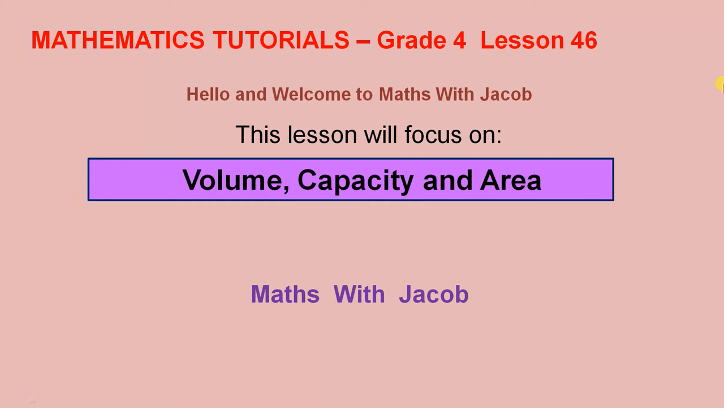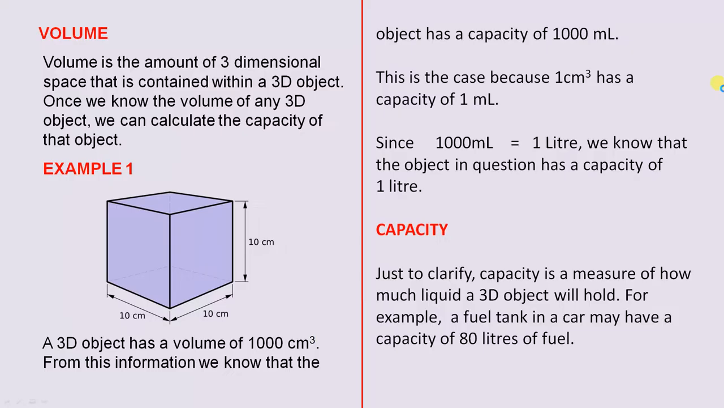This lesson will focus on volume, capacity and area. Volume. Volume is the amount of three-dimensional space that is contained within a 3D object. Now 3D stands for three-dimensional. Once we know the volume of any 3D object, we can calculate the capacity of that object.